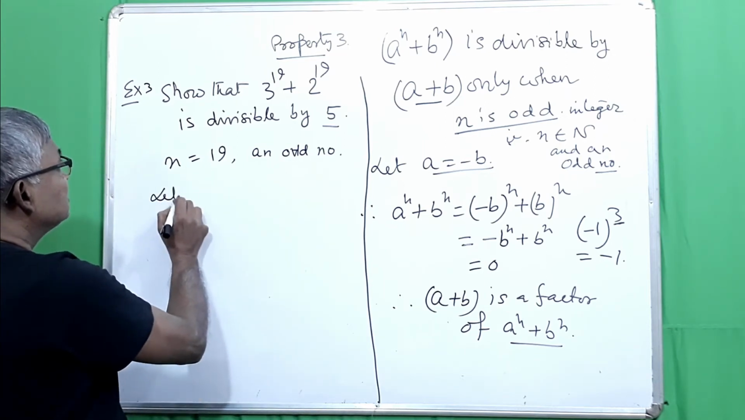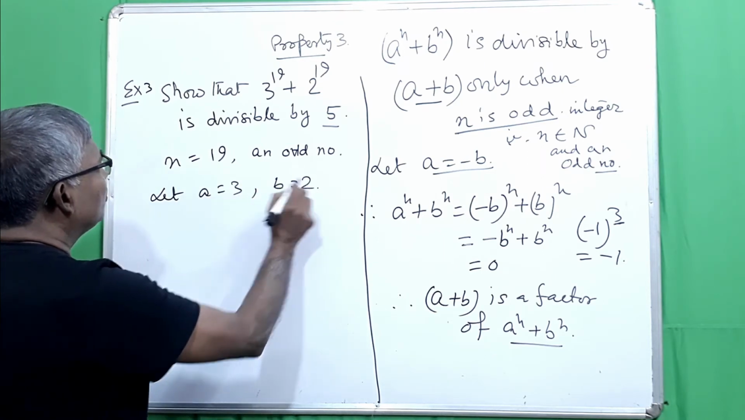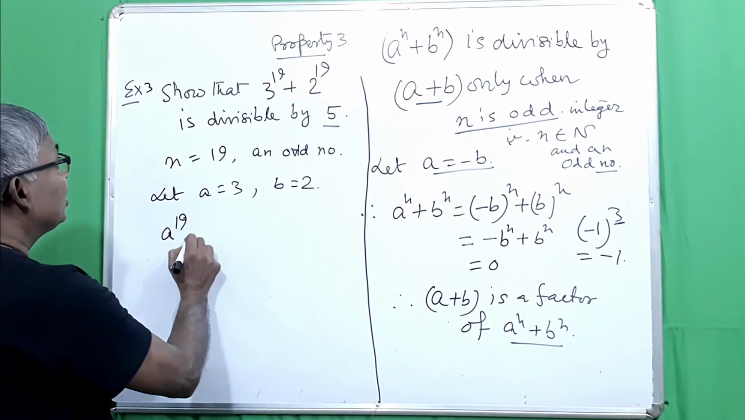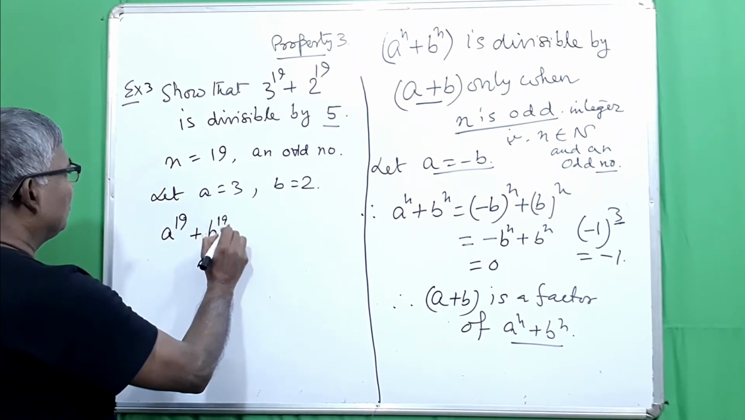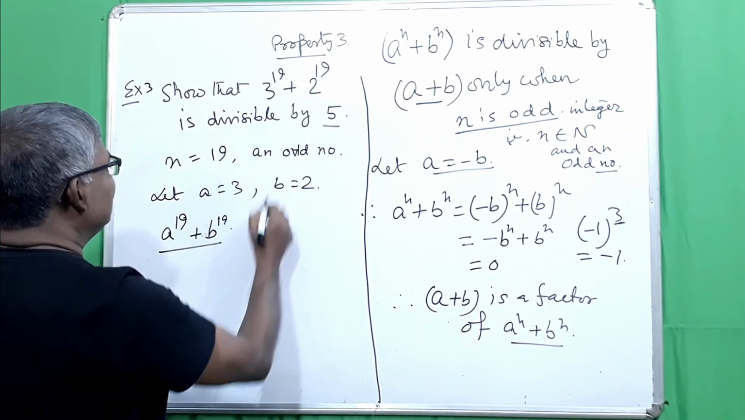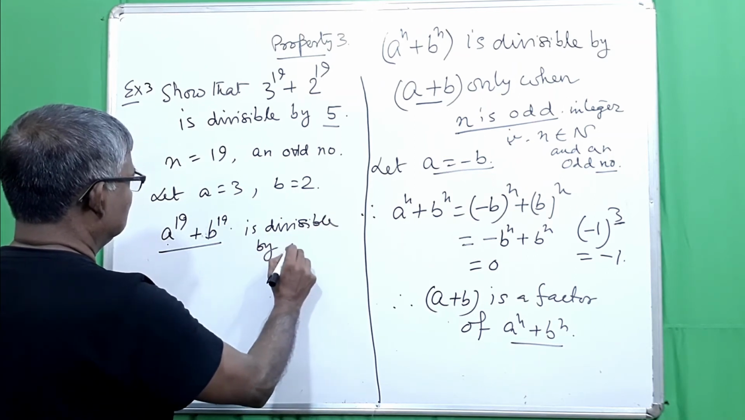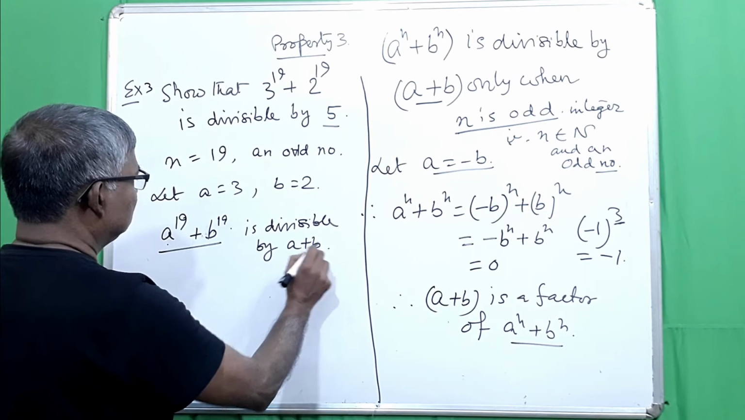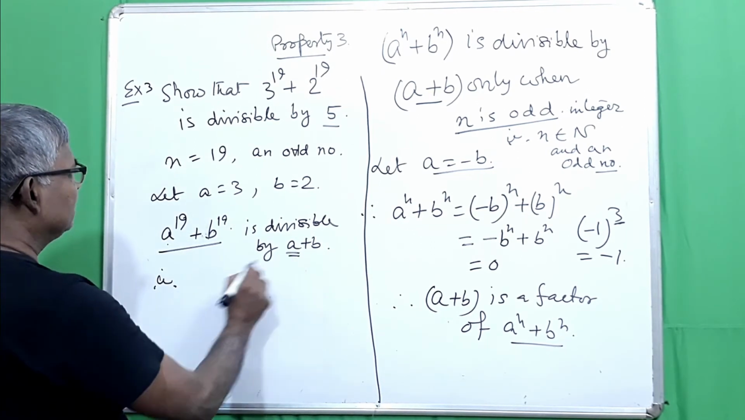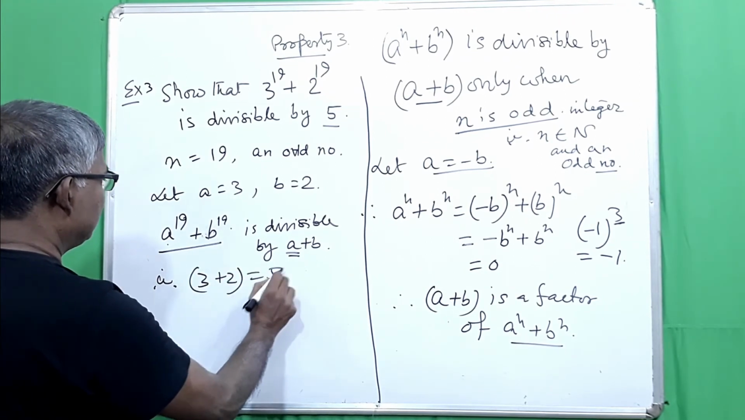Let a equal 3 and b equal 2. So we get a^19 plus b^19. Clearly it is divisible by a plus b. What is the value of a plus b? That is 3 plus 2 equals 5.